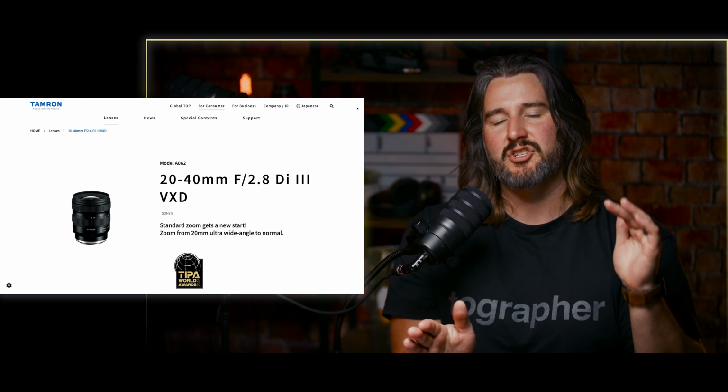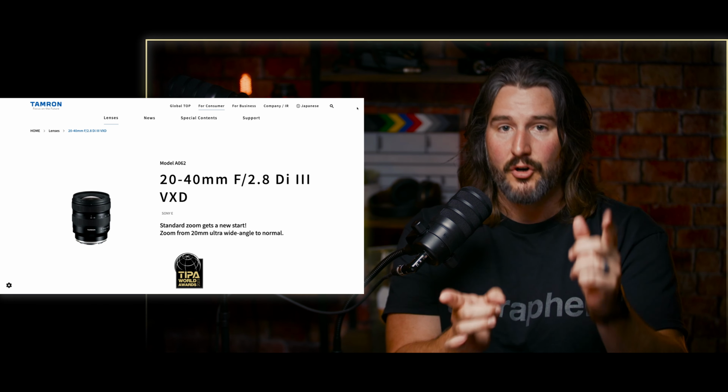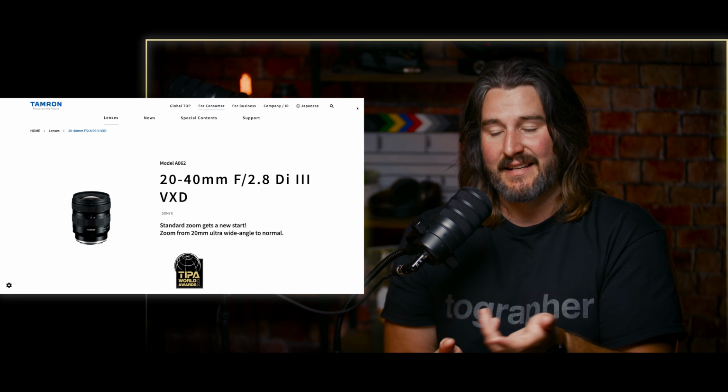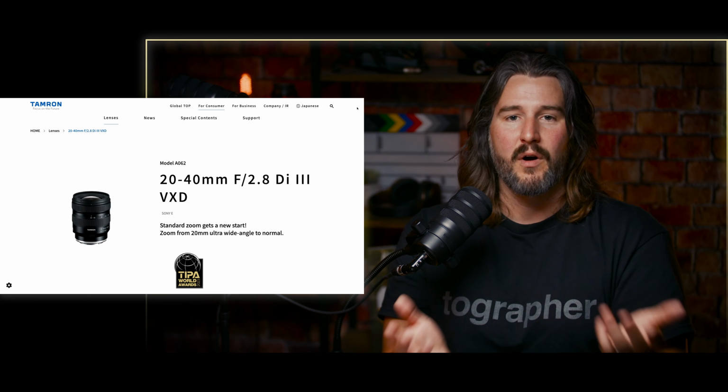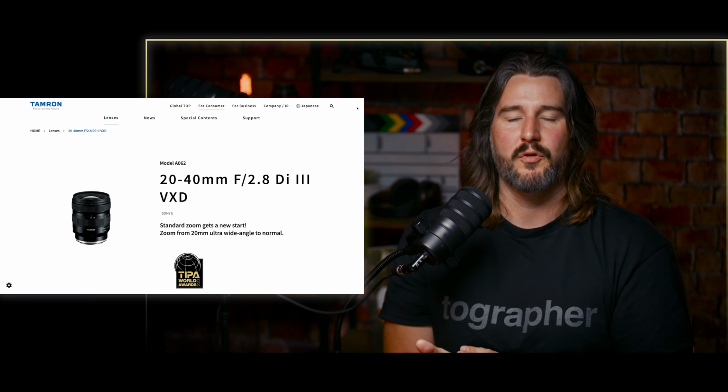And I think that change that happens between 20 and 40 is very satisfying and very noticeable when you zoom. The other benefit of this lens is that it's actually kind of compact for what it does. Being a 2.8 on full frame, 20 to 40.